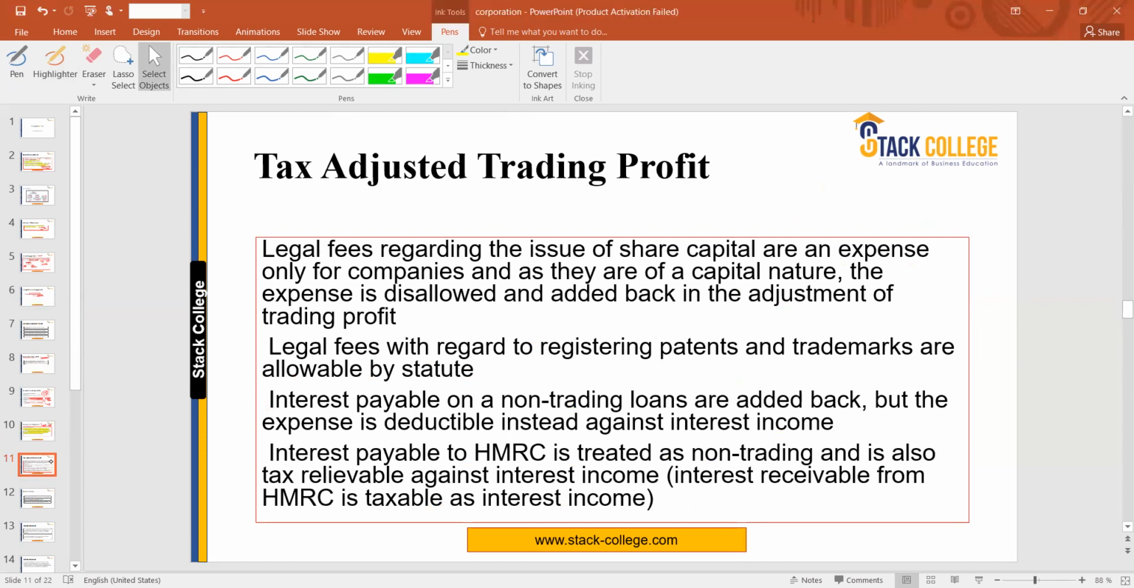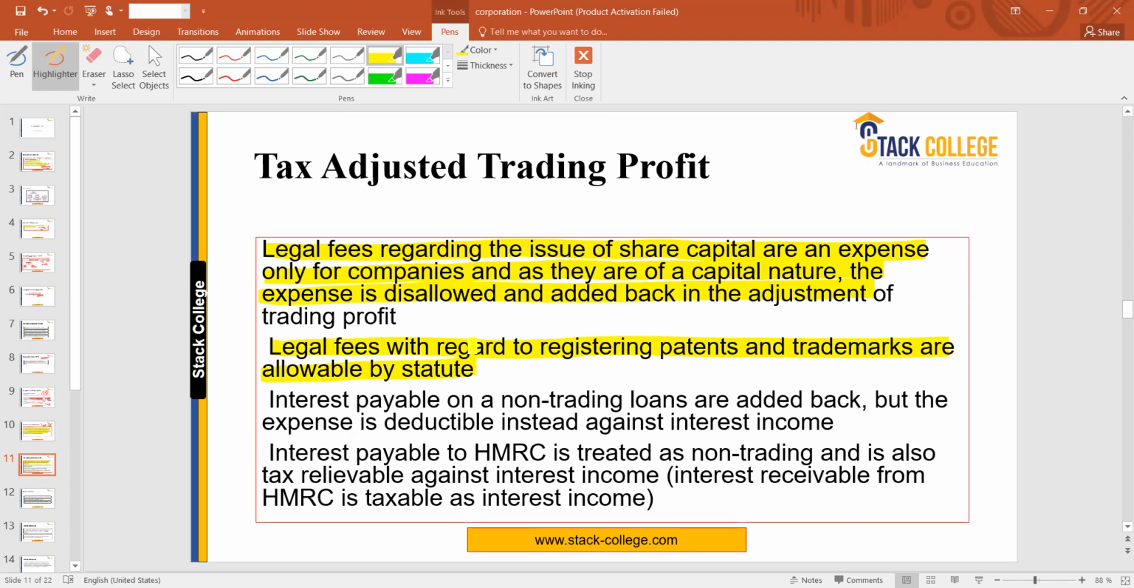As far as legal charges are concerned, the rule is the same. Legal fees regarding the issue of share capital are an expense only for companies, and as they are of a capital nature, the expense is disallowed and added back. But legal fees with regard to loan notes are an allowable expense. Similarly, legal fees with regard to registration of patents and trademarks are allowed by the tax authority.